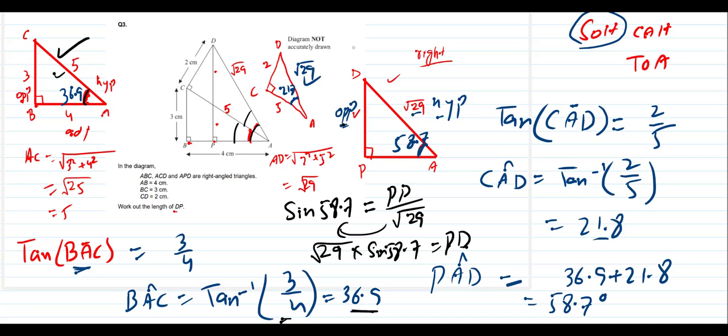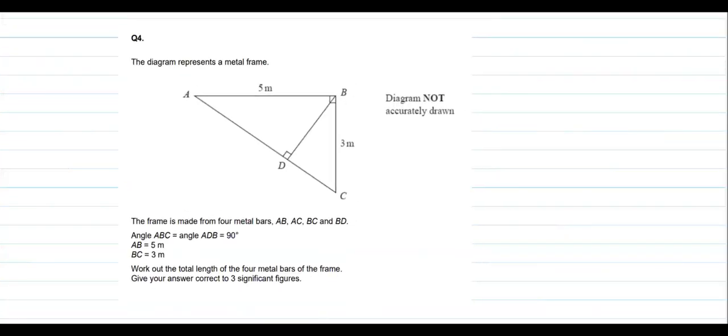For example, have a look at that. Quickly, I will do this. Your plan, what it should be. You need to find what? Work out the total length of the four metal bars. The diagram represents a metal frame. This is the metal frame. It has these metal bars, all are the metal bars. One, two, three, and four metal bars. So to work out the total length, you need this, this, this, and this. So first, I will try to find this.